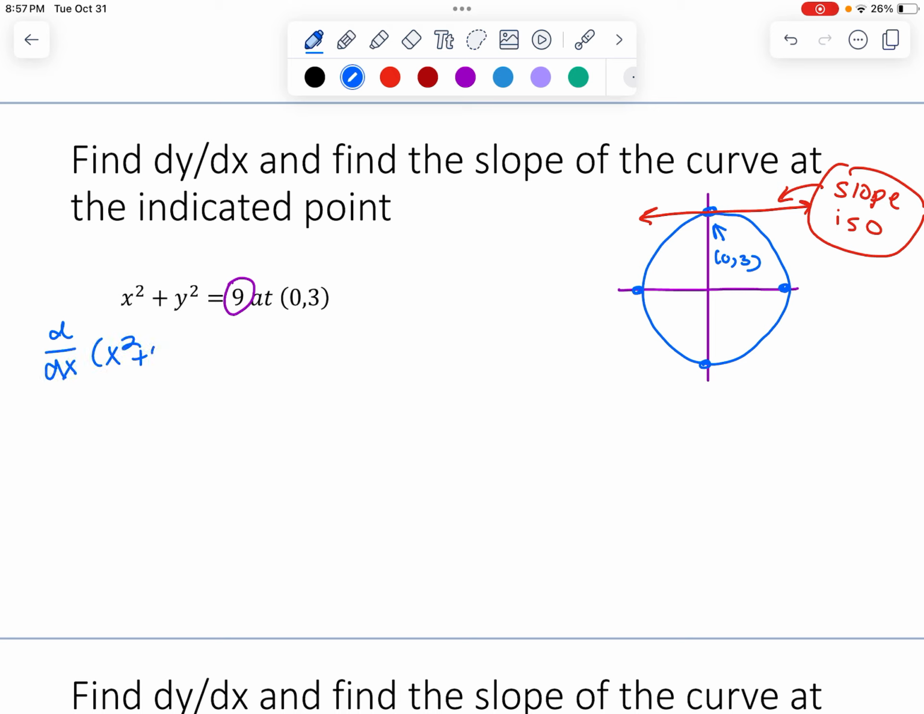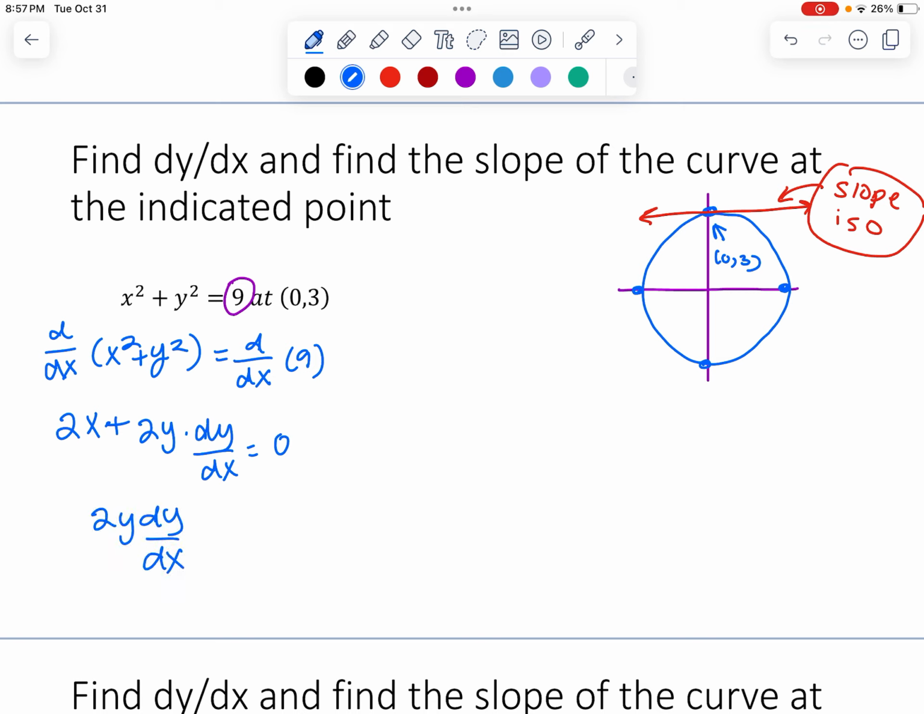So I'm going to find the derivative on both sides with respect to x. That will give me 2x. And then the derivative of y squared with respect to x is 2y, let's go back to dy dx notation. And then on the right side, that's 0. And then we just got to get dy dx by itself. We did a lot of problems that looked a lot like this.